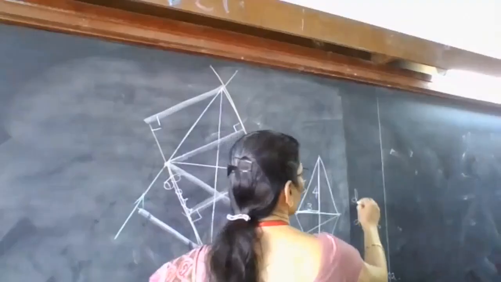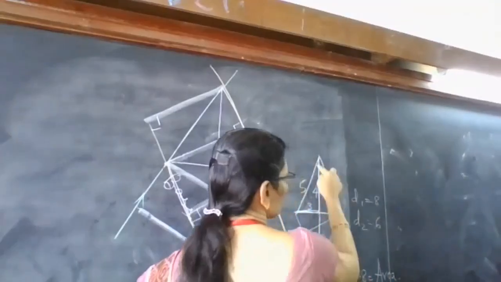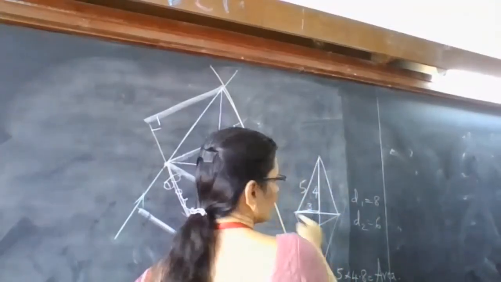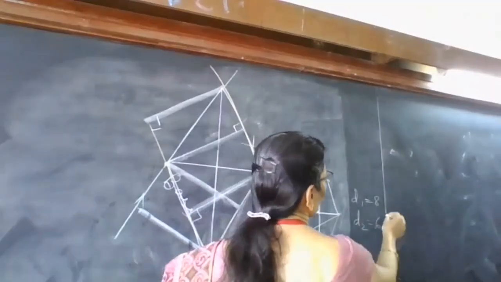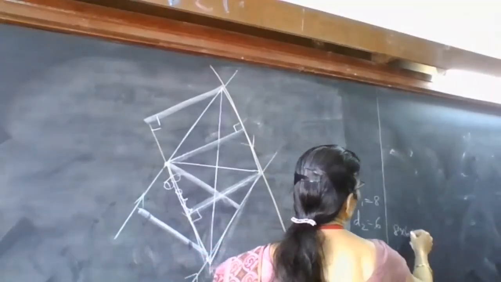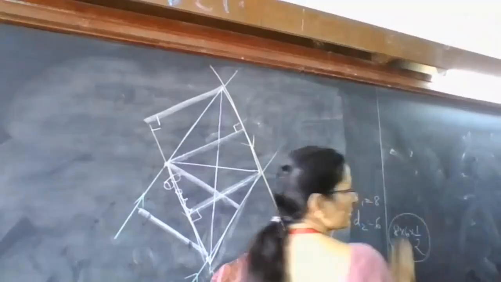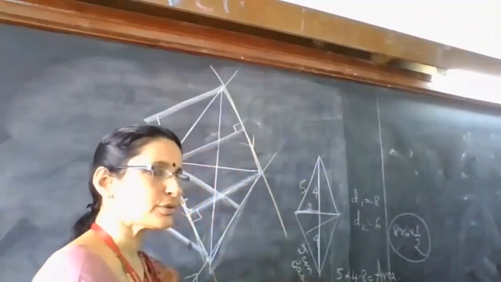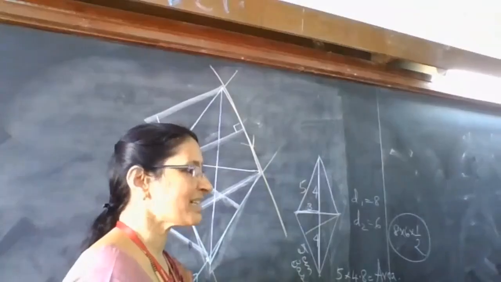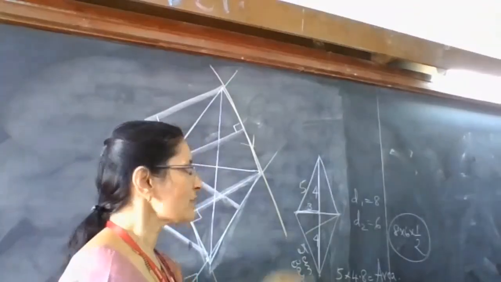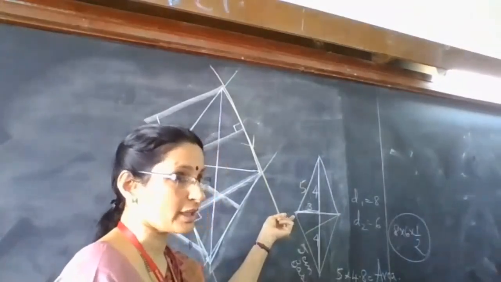D1 is 8. They only gave that. So I used 4, 4. 5 is the side. Side means hypotenuse. Find D2. D2 is 6. Now 8 into 6 into half. Area is half D1 D2. Correct, no? Are you with me? Yes, ma'am.